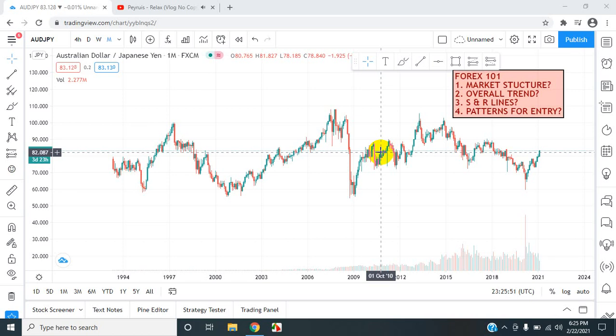Let's get back up to business. Let's check out the pair AUD/JPY. That is the Australian dollar versus the Japanese yen.